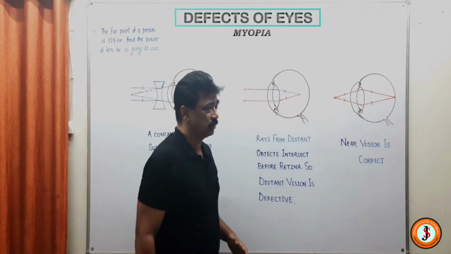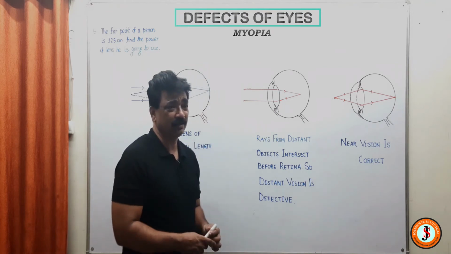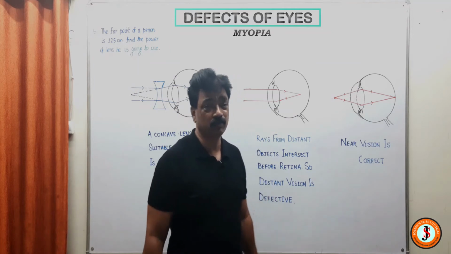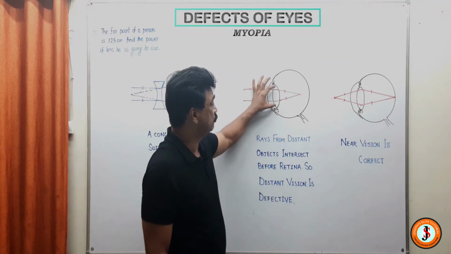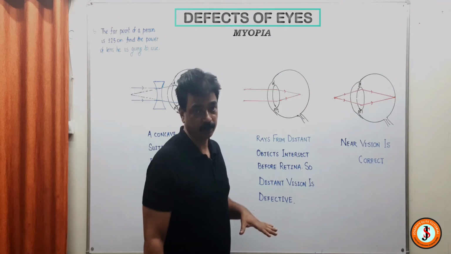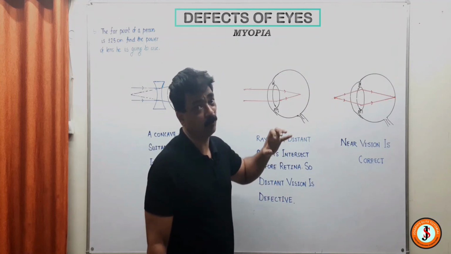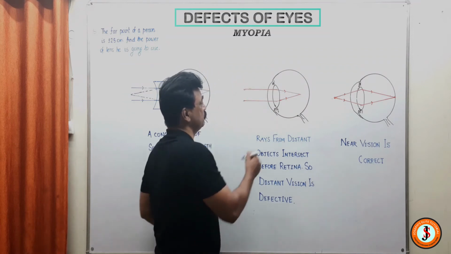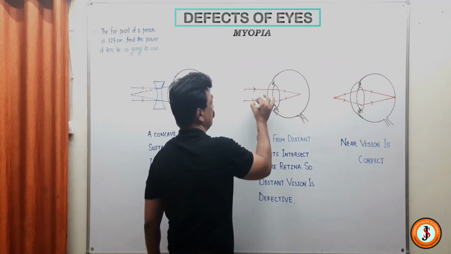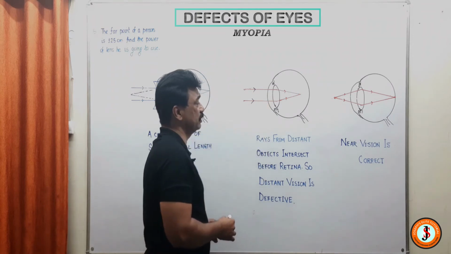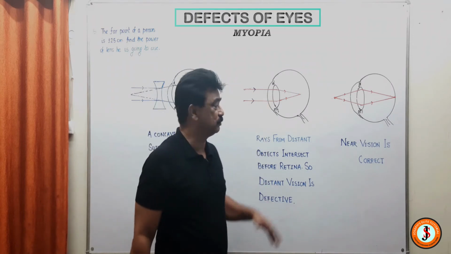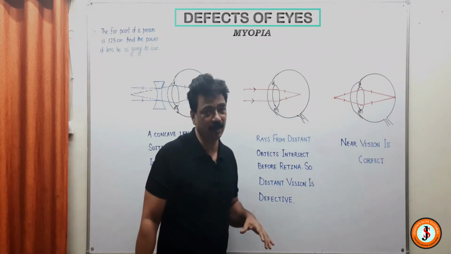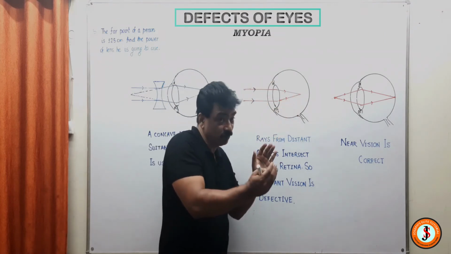Continuously using the eye like that, the muscles have a tendency to pick up particular shapes. Then the eye lens forgets to elongate perfectly. Then what will happen? The rays from a distant object come parallel, so they do not need much convergence. But here what is happening? Due to the increased converging power of the eye lens, the rays intersect before the retina.